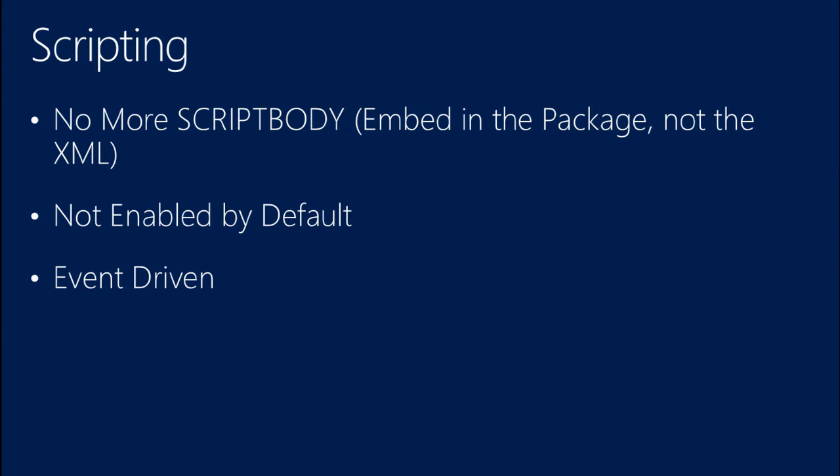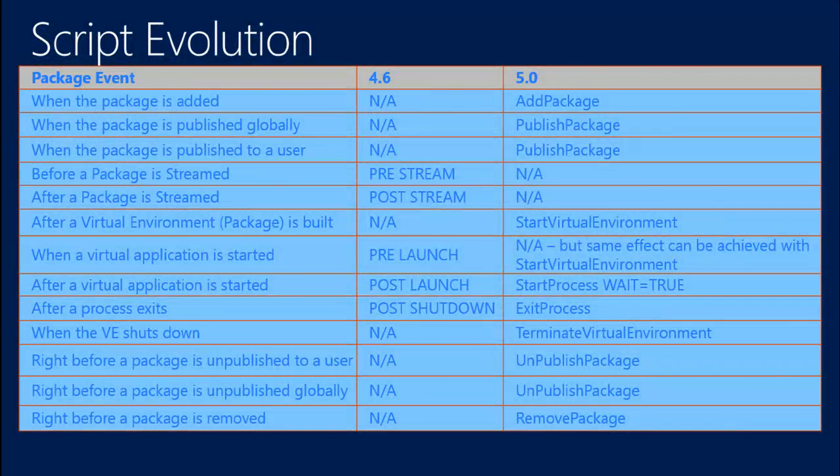Scripting is also event-driven. We now have way more options with scripting in App-V 5. I like to use the term event trigger, but it's probably not appropriate because that may be misleading. But when we have events, you can assign a script to it. You can assign a script pretty much through any of the package lifecycle process. And if you look at the comparison between 4.6 and 5.0, it's not directly a one-to-one comparison.